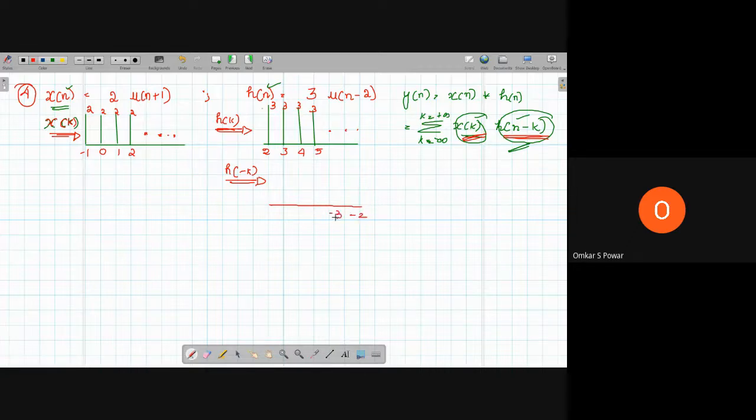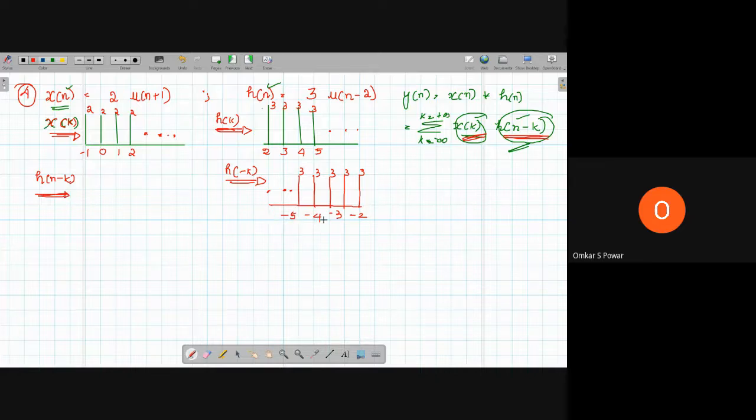So if you flip it, we get -2, -3, -4, and -5. What's the magnitude? Magnitude is 3. While drawing, make sure it is a straight line. Okay, then h of n minus k. So h of n minus k, same thing, add n to it.